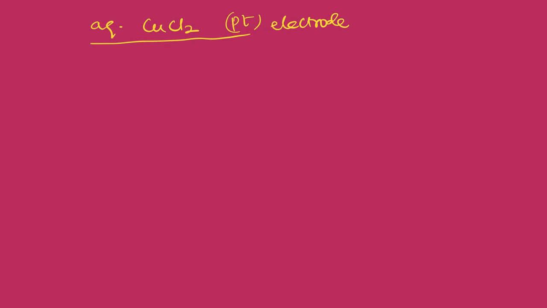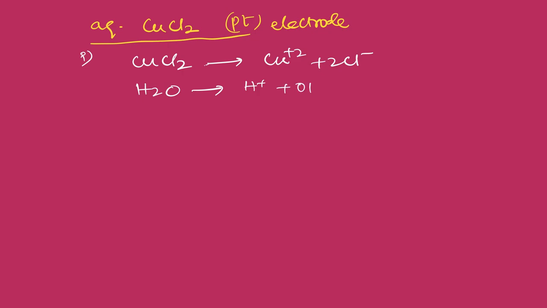Now I am taking the first step: CuCl2 ionizes into Cu2+ and 2Cl-. In this, water is also present, therefore H2O ionizes into H+ and OH-. Now, the second step is at the anode.